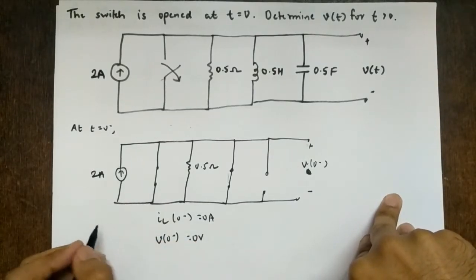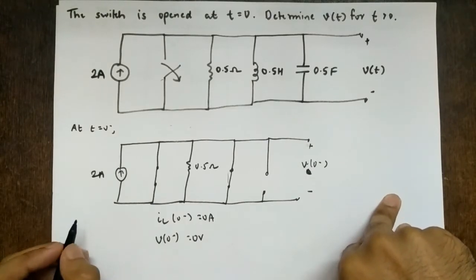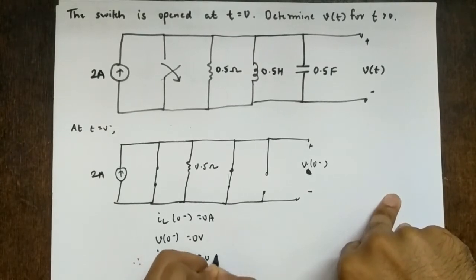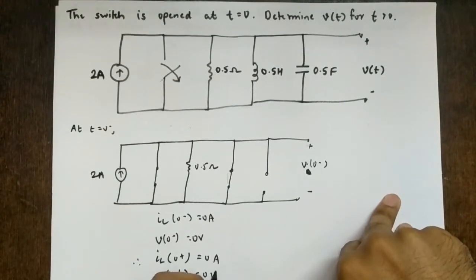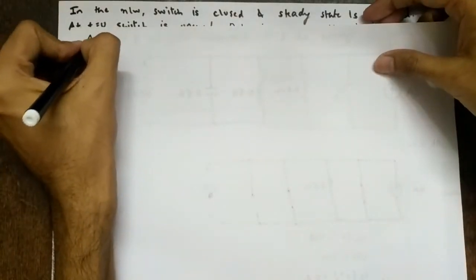And since the current through an inductor does not change instantaneously and the voltage across a capacitor does not change instantaneously, therefore iL of 0 plus equals 0 amperes. Again, you have to mention this in the exam. And v of 0 plus equals 0 volts, right? So next, what will we say? We'll draw the circuit at t greater than 0.